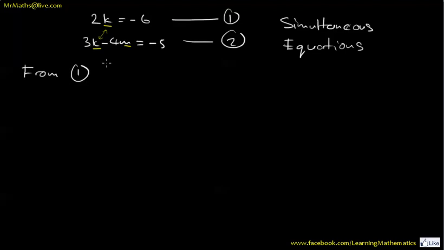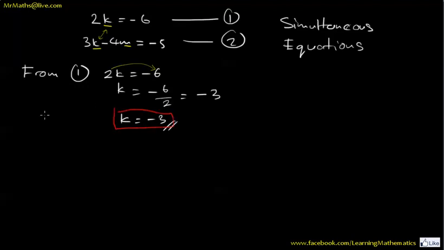So from 1, 2K equals 6. The 2 we move to the right, so minus 6 over 2 equals minus 3. So K is minus 3. Okay, this is kept, we will use it later.